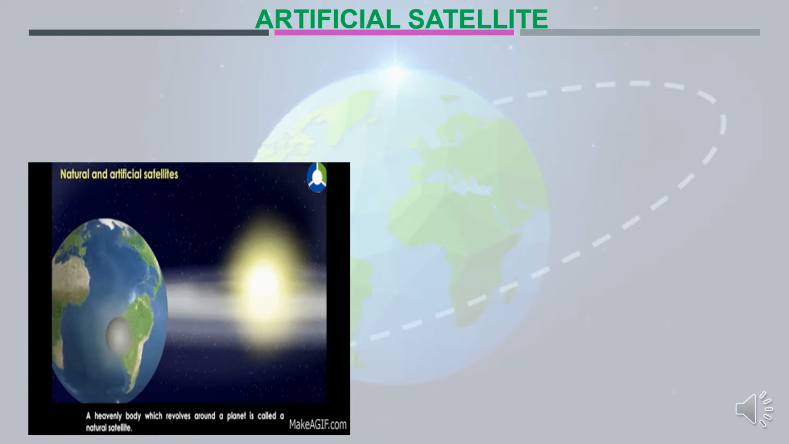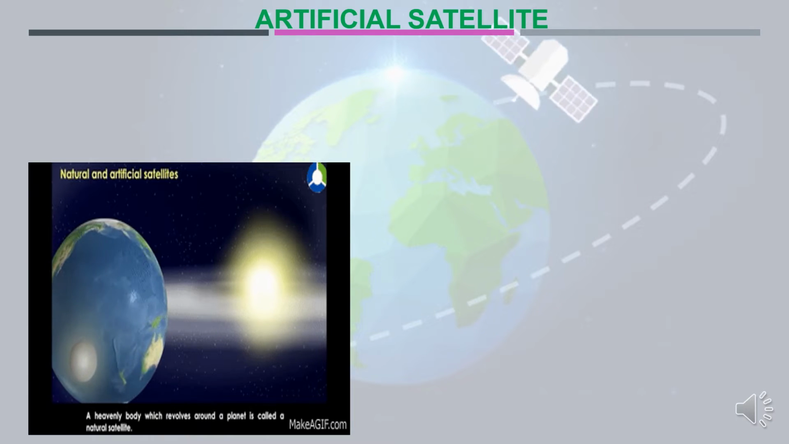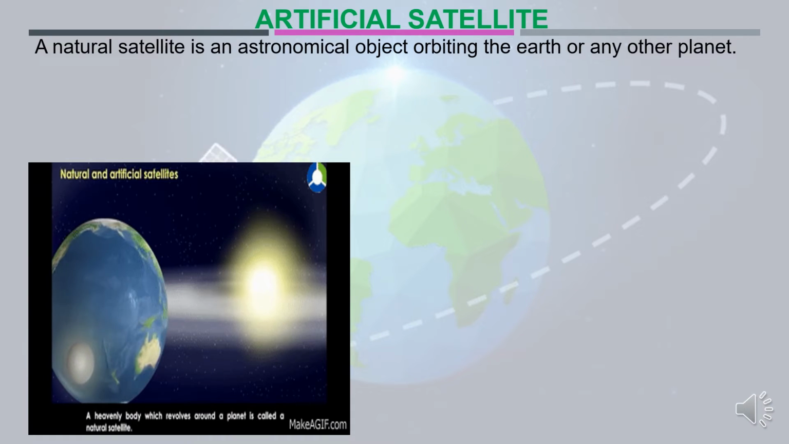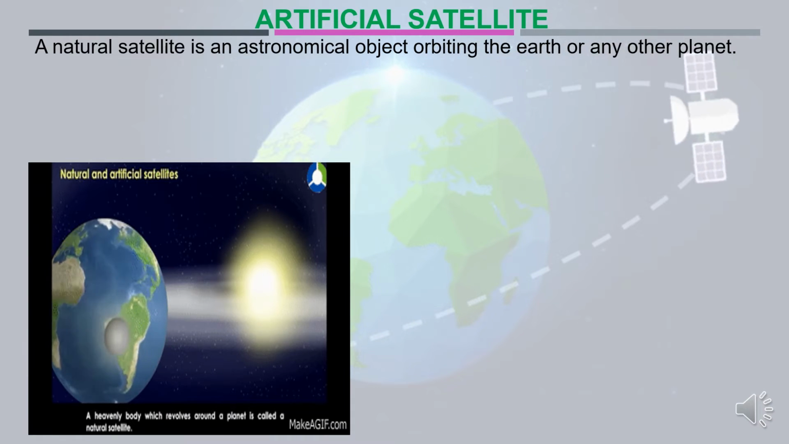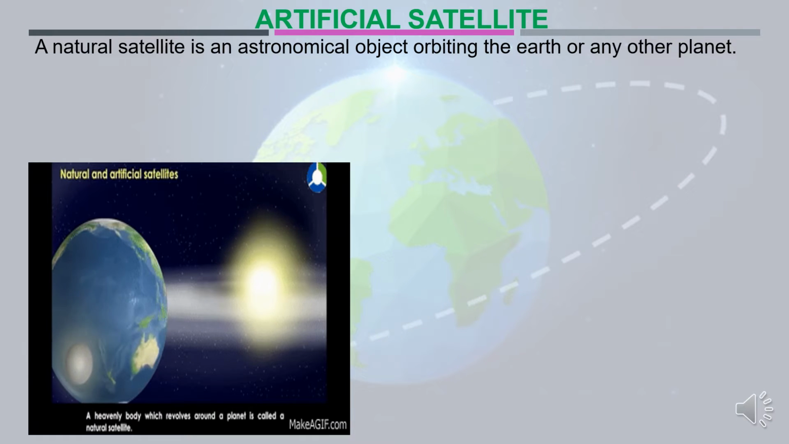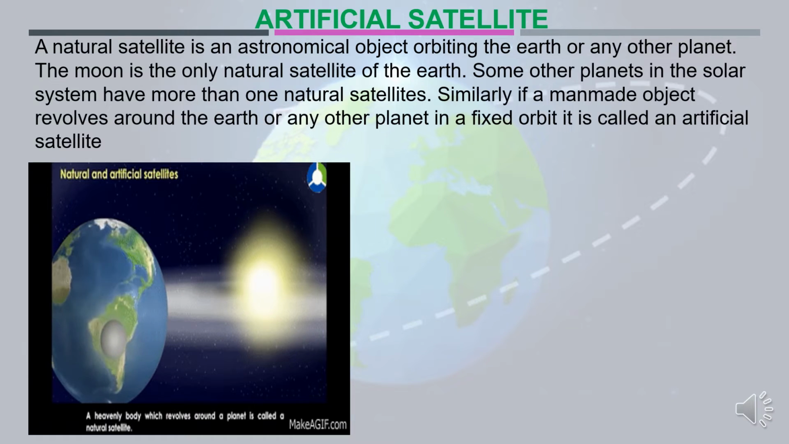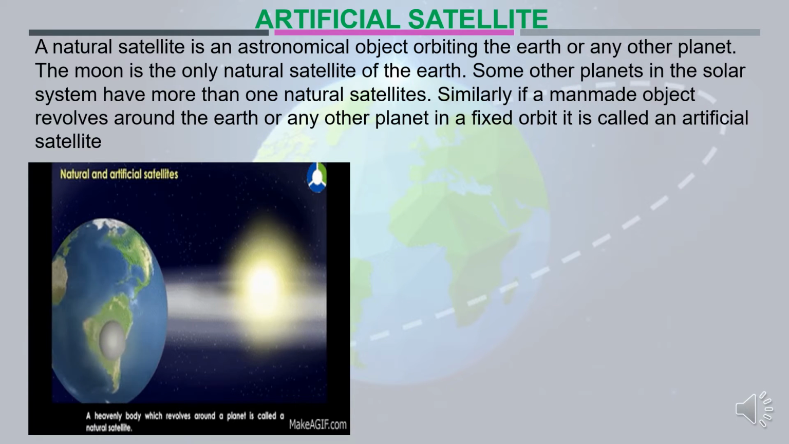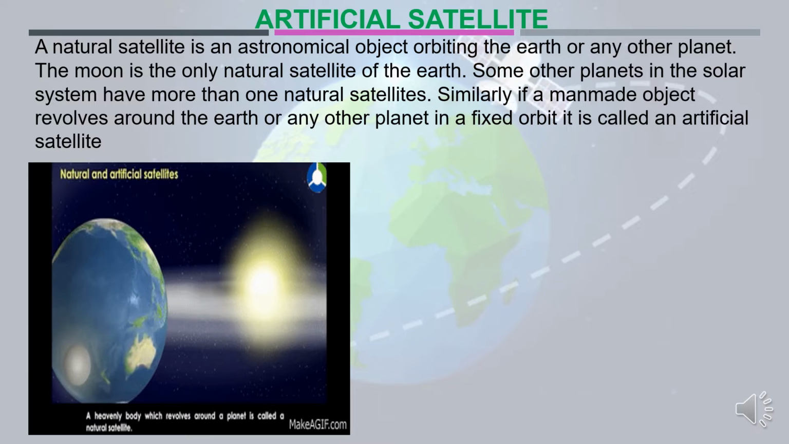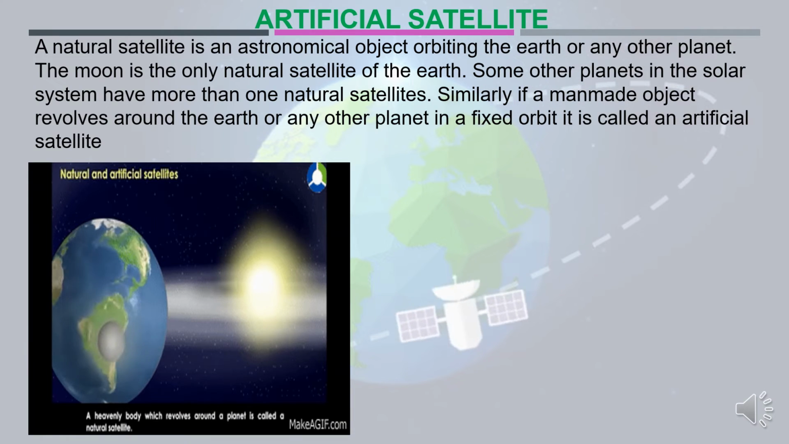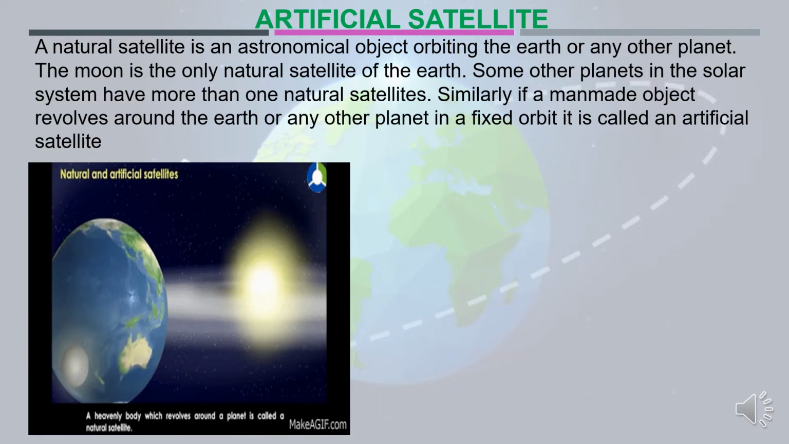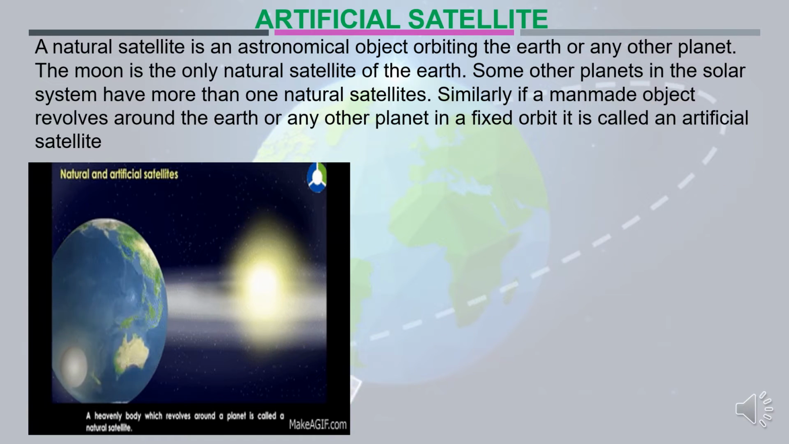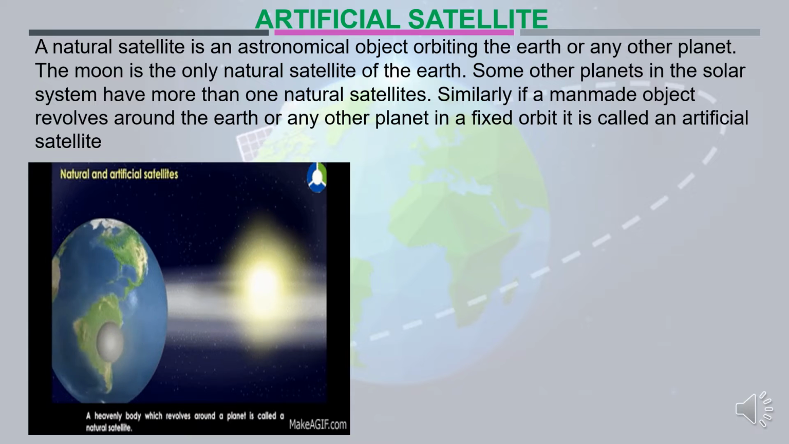Now, earlier we have learned about the natural satellites, right? We know that the Moon is the natural satellite of the Earth. Now, apart from that, we also have artificial satellites. A natural satellite is an astronomical object orbiting the Earth or any other planet. We have known this, right? The Moon is the only natural satellite of the Earth. Some other planets in the solar system have more than one natural satellite.